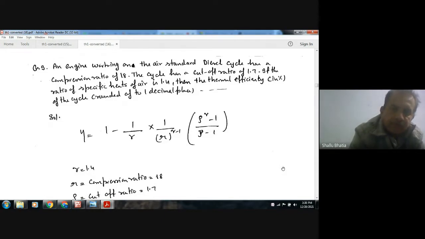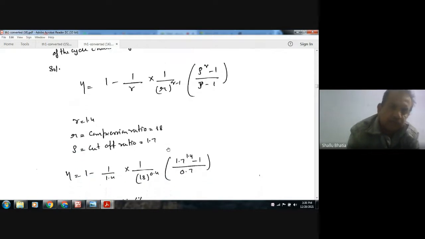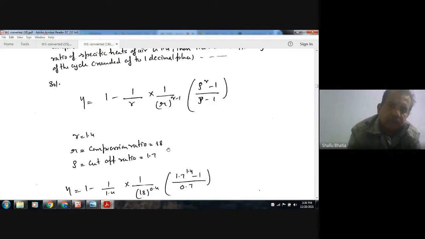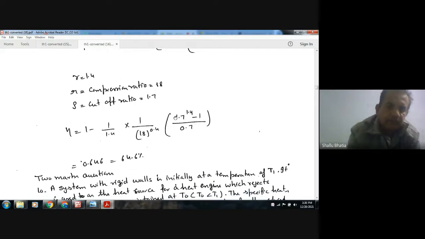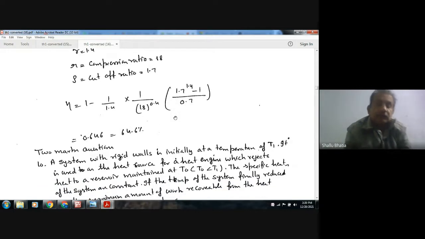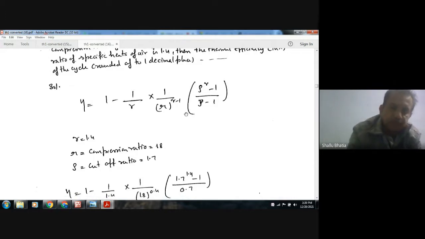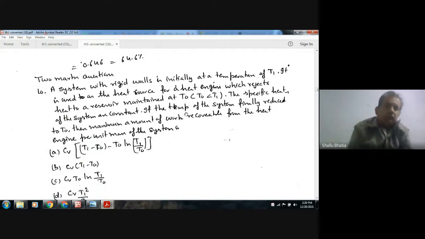Here the compression ratio given is 18 and the cutoff ratio is 1.7. Using the standard formula for the diesel cycle, r is 18, gamma is 1.4, and rho is 1.7. 2 marks are for remembering this formula. 1 mark is for this formula. Then you have to put in the values, and the answer is 64.6%. Next, a 2 marks question.